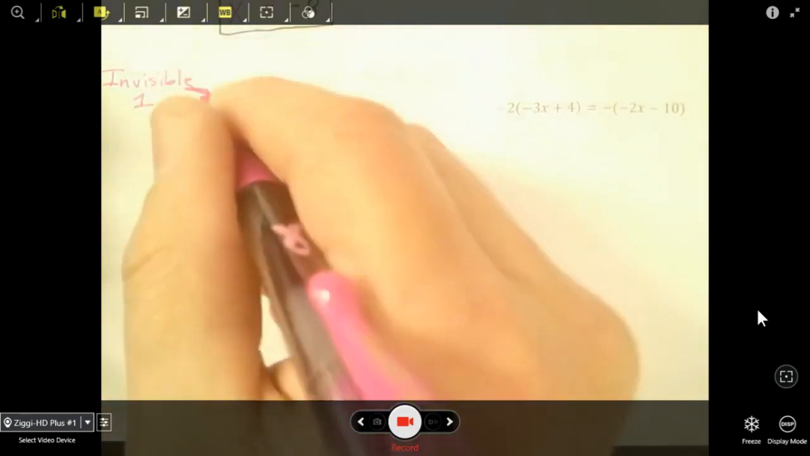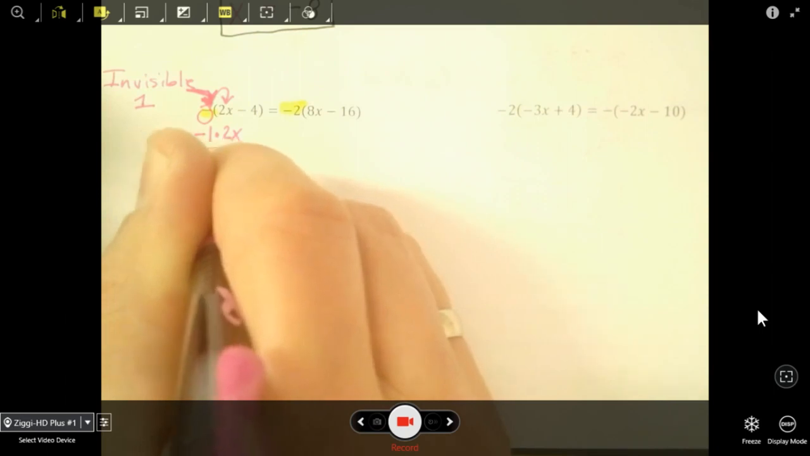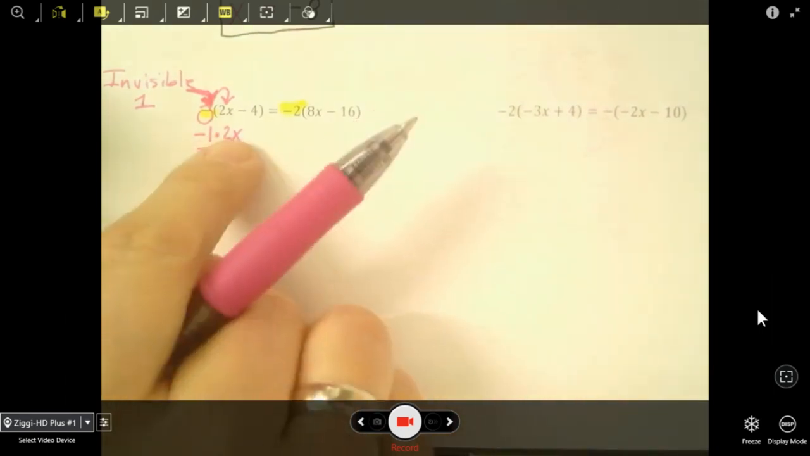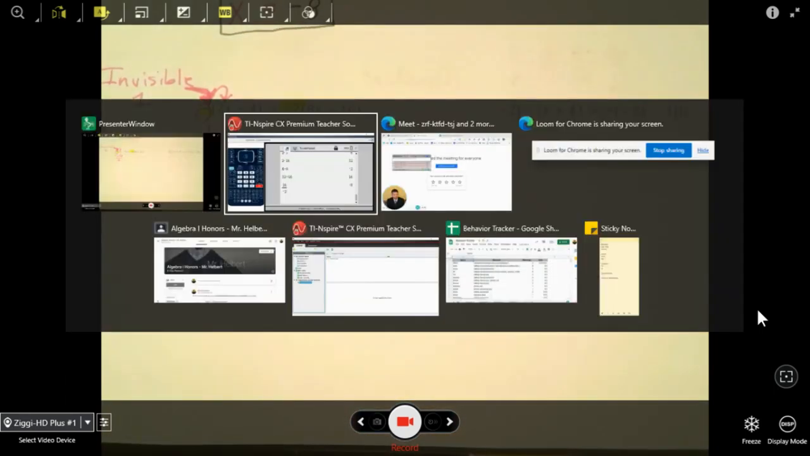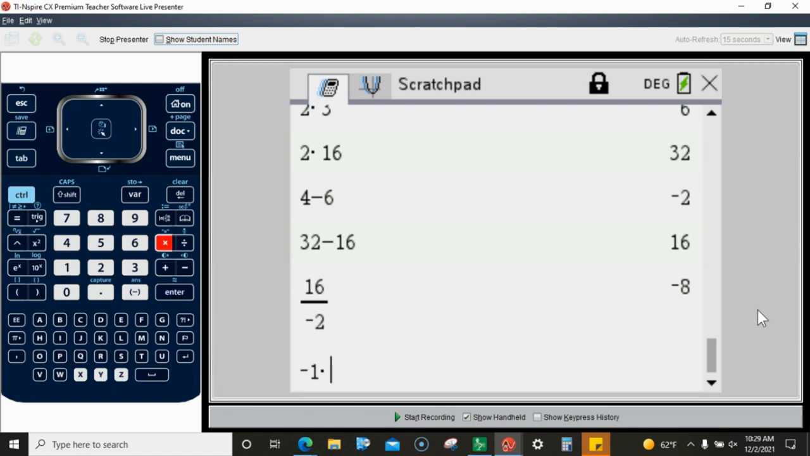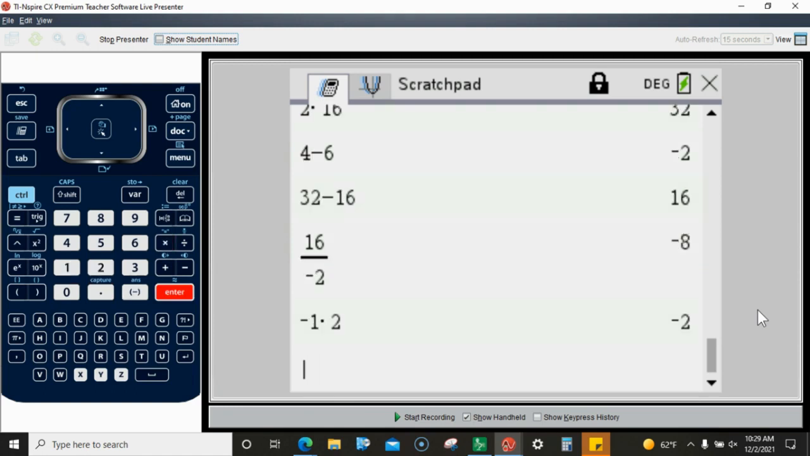So we're going to multiply this invisible 1 right here, that's negative, to this 2x. So I have -1 times 2x, and we're going to bring our answer down. So -1 times +2, and that gives me -2.